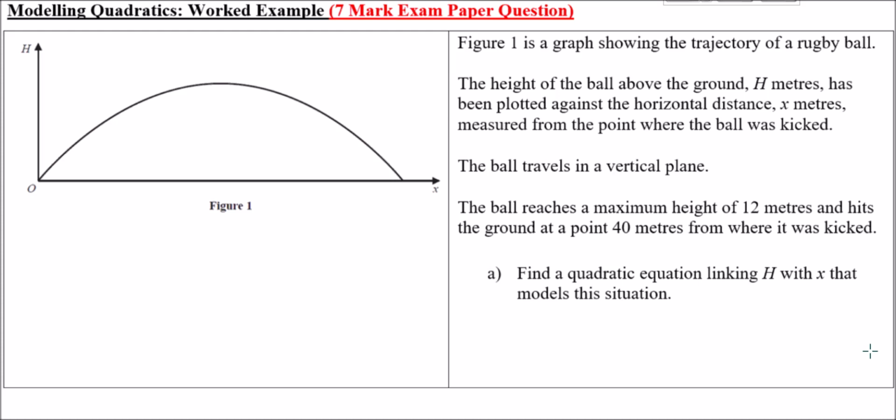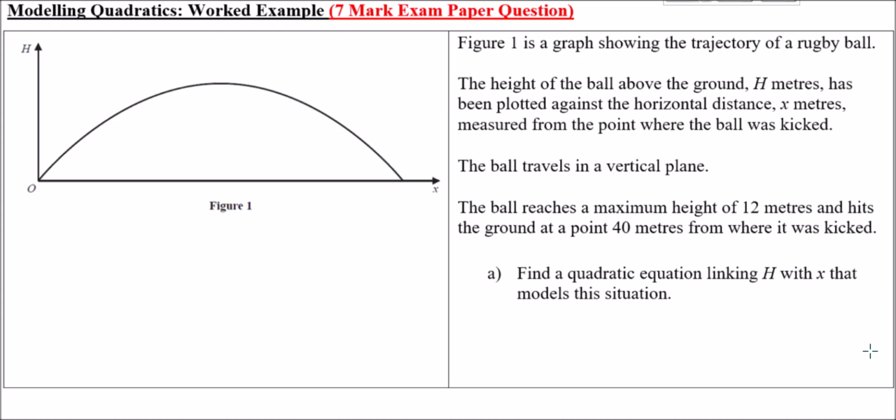The ball travels in a vertical plane. Now all that means is, if you imagine an invisible vertical upright pane of glass, or something like that, the ball is travelling in a straight line in one sense of the word. So it's not going to be swerving in the air, it's not bending, it's not curling, it's just going straight from point A to B. It might be going up and down, but it's going in a straight horizontal line, where it's like a vertical plane.